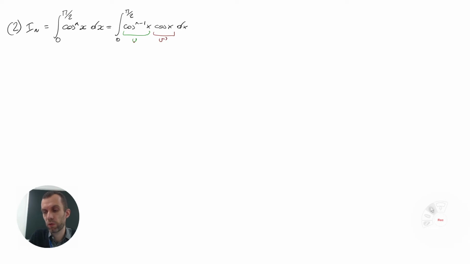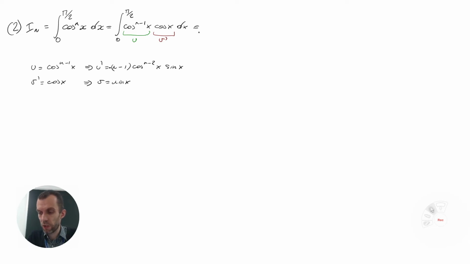So you always want to choose something that you can easily differentiate for u and something that you can easily integrate for v prime. With those choices, we have that u is cosine to the power n minus 1, and u prime is n minus 1 times cosine to the power n minus 2 of x, and then the derivative of cosine, that's a sine with a minus. v prime is cosine of x, and therefore v is sine of x. So what does that give us for integration by parts?